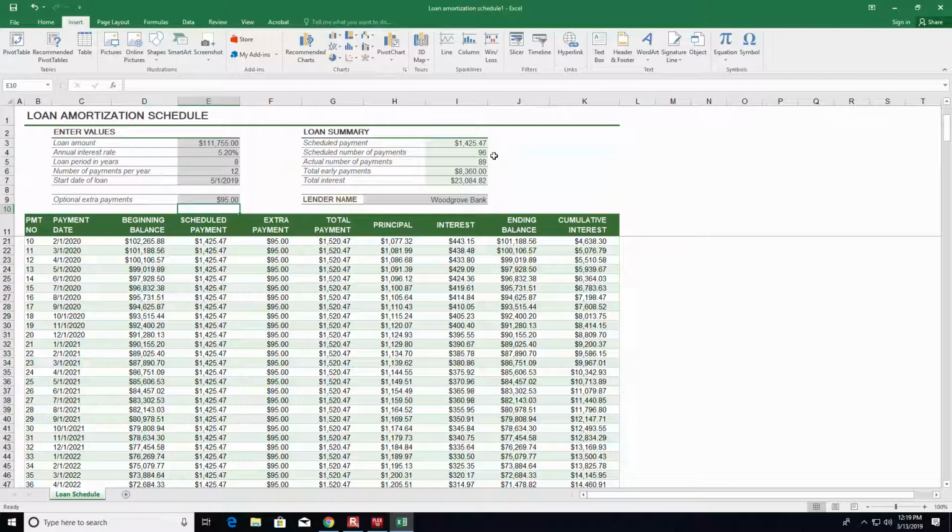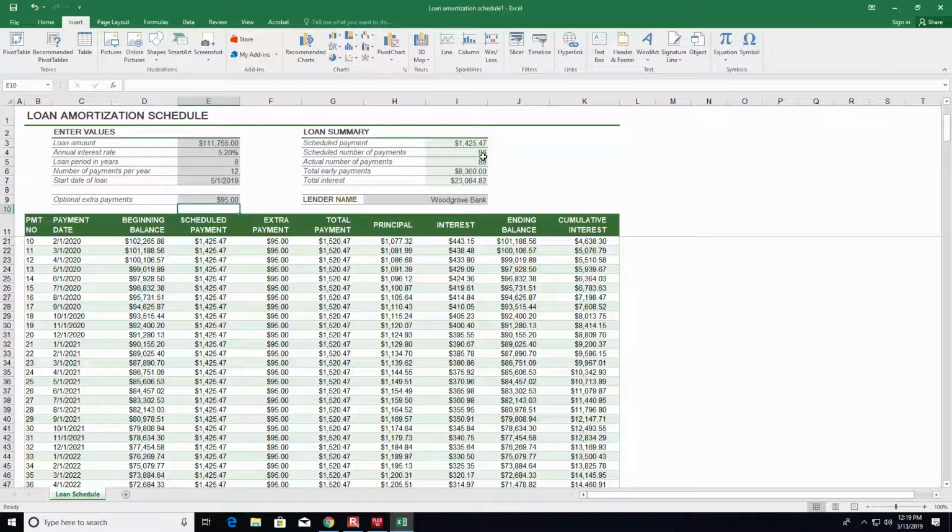Okay, let's look at the second way to calculate a payment. And you'll be responsible for both of these methods on the test. You're going to have to submit something to Moodle for me.